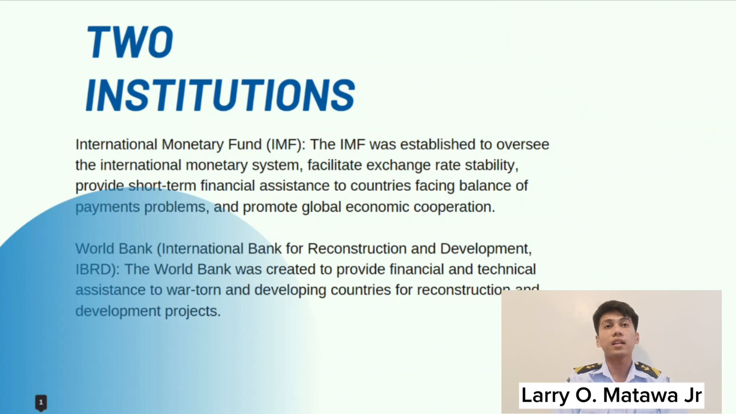Representatives from 44 allied nations attended the conference to design a new international monetary order. Because of this, the main outcomes of the conference were the creation of two key institutions: the International Monetary Fund, or the IMF, and the World Bank, or the International Bank. Let's talk first about the International Monetary Fund. The IMF was established to oversee the international monetary system, facilitate exchange rate stability, provide short-term financial assistance to countries facing balance of payments problems, and promote global economic cooperation.